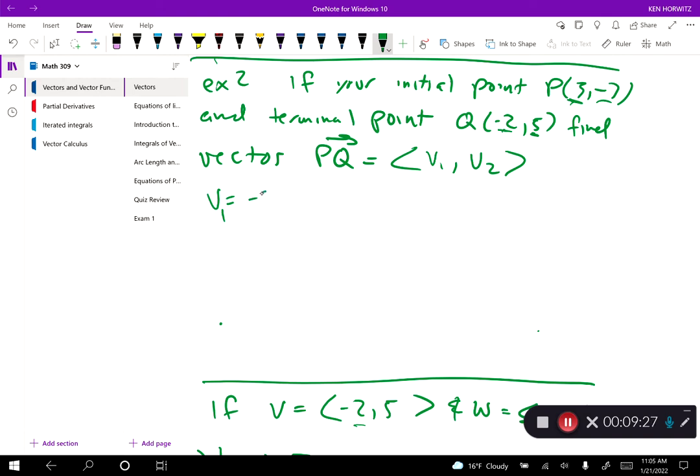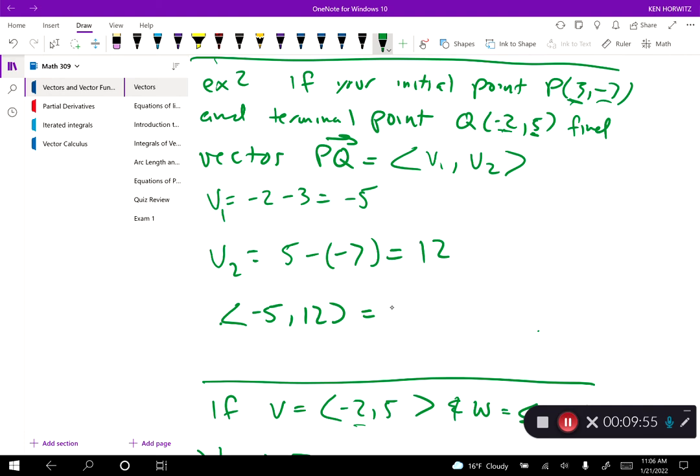So my final is -2, my initial is 3, so I'm going to subtract 3, and I get -5. And for v2, again, final minus initial in the y direction. So I have 5 minus -7, which equals 12. So vector PQ is going to be -5, 12. And you could say that that's how you represent the vector. And this is more commonly the way you'll see vectors represented.